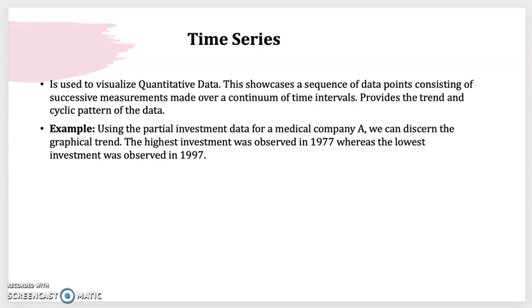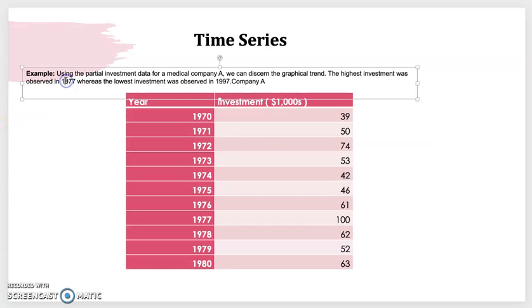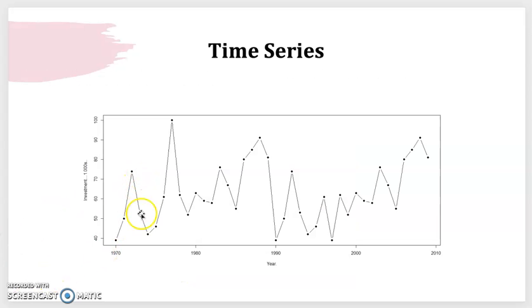So you can see here our data actually is the company A. They have different investment amounts over different years. So that's why here we use a line chart to draw the time series. So you can quickly see here is the peak. Here is the very low for the investment.